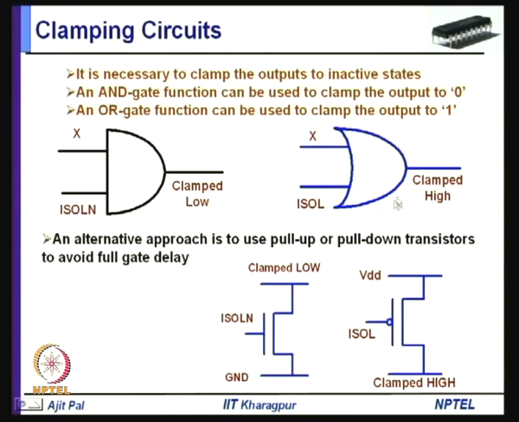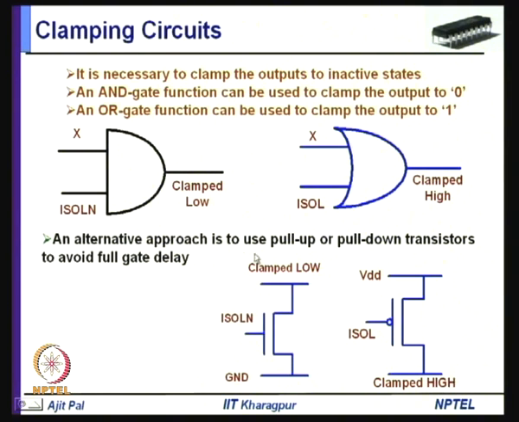Similarly, you can use an OR gate. In this particular case, this output will be clamped to high level. That means, irrespective of the input at this input, whenever this is 1, this will be clamped to high level, and as a consequence that uncertainty will not arise here.